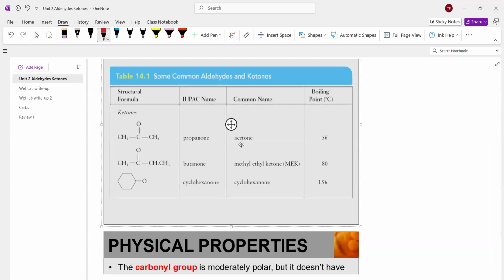Okay, acetone is probably the most common ketone you're going to run into, particularly in our class. Acetone is used as a solvent frequently. If you've ever used fiberglass resin, frequently they'll use acetone as a solvent for the resin itself. The official name is propanone, common name is acetone.